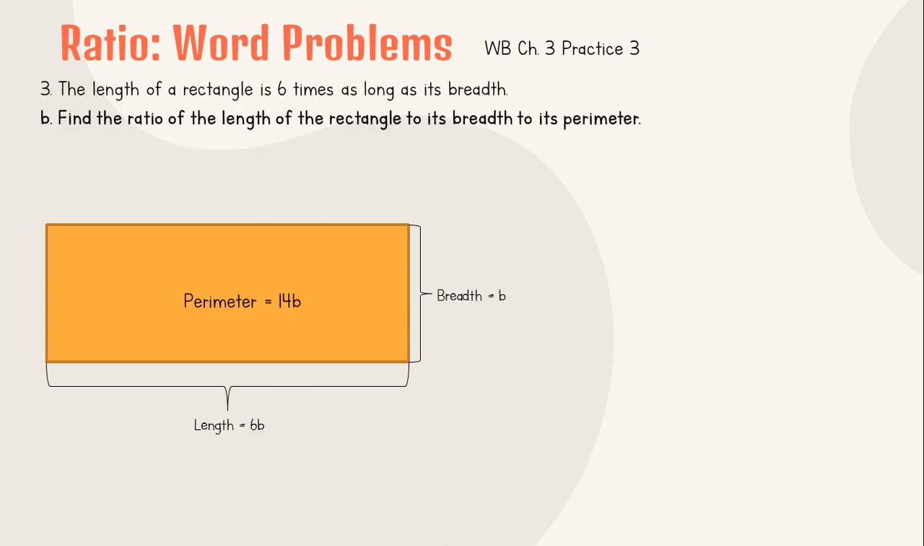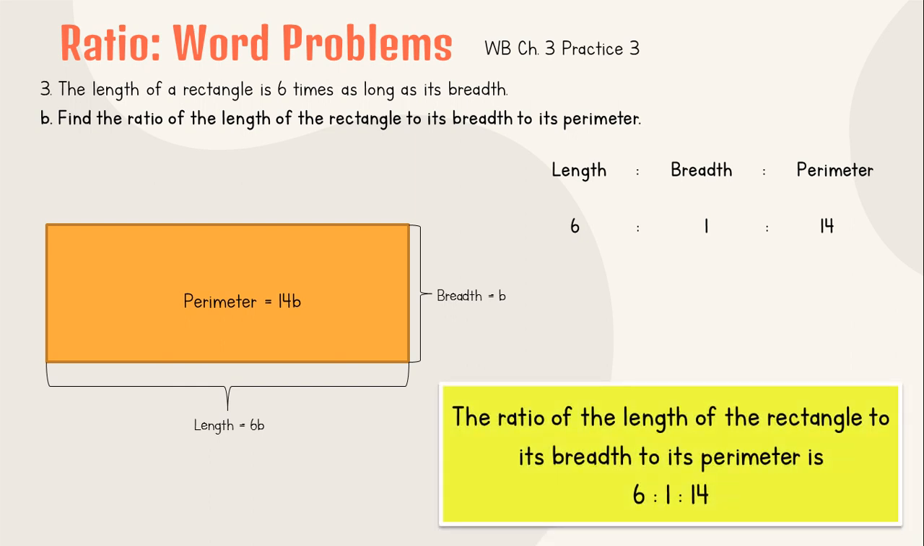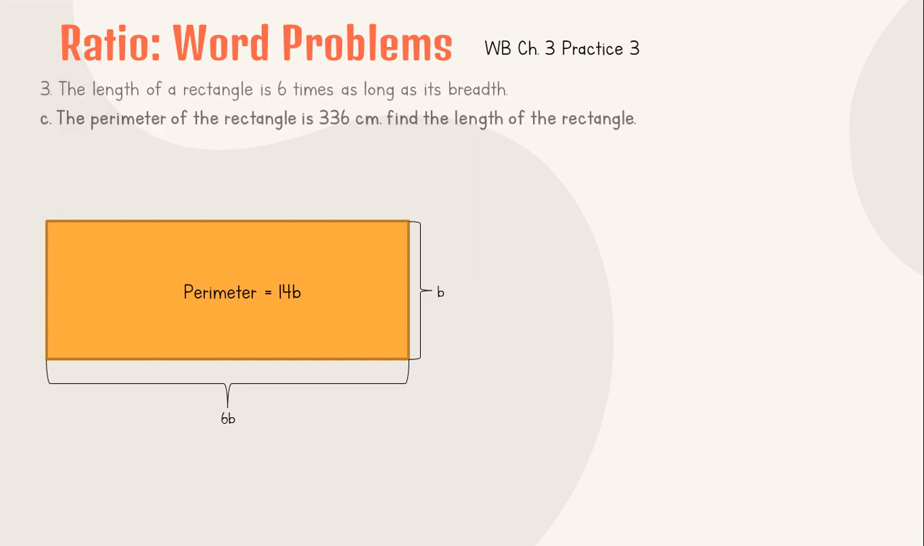The length of a rectangle is 6 times. Same question, but part B, find the ratio of the length of the rectangle to its breadth to its perimeter. So we know that the length is 6b, breadth is b, perimeter is 14b, and you are asked the ratio of length to breadth to perimeter. Just write it down. 6 to 1 to 14. Kinda easy. Go to C.